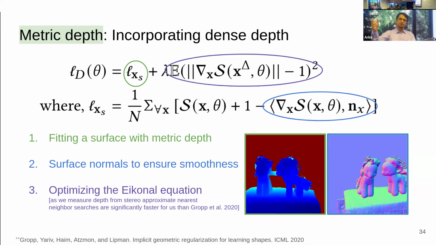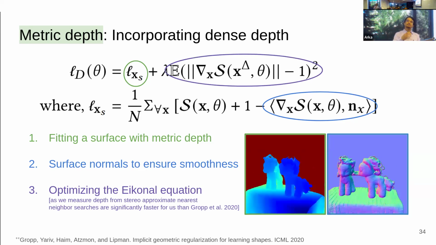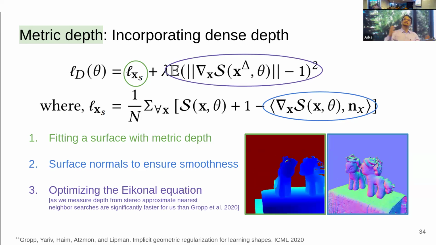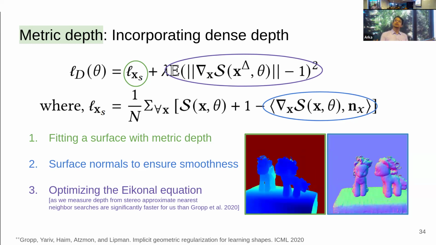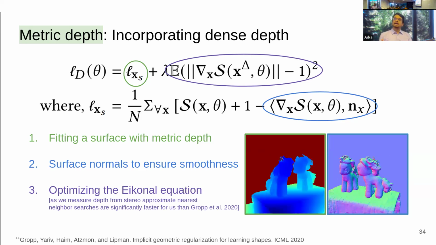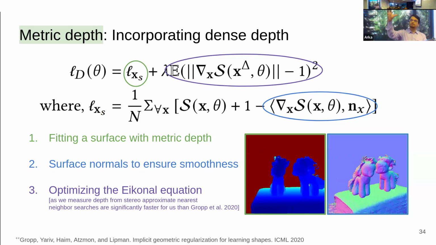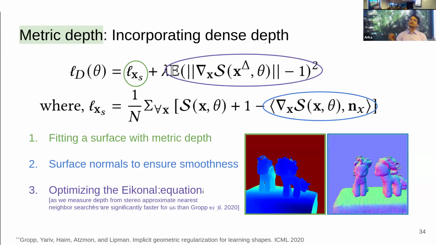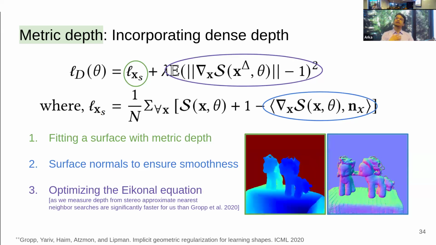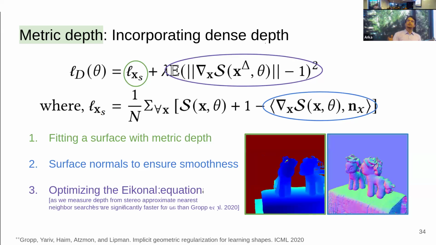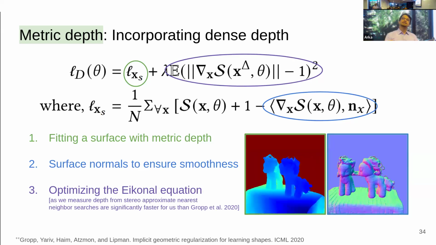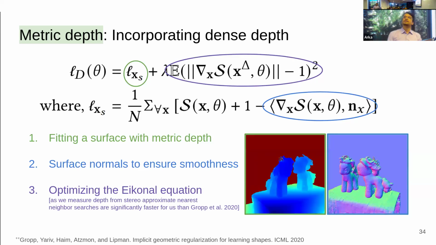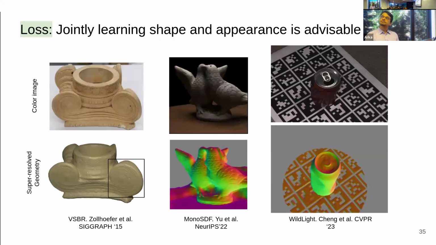Finally, for purposes downstream, we would like to have the geometry network understand the scene in the form of a signed distance field. To do that, we need to optimize the eikonal equation. As we measure depth from stereo, the approximate nearest neighbor queries required to optimize this eikonal equation are very simple for us, and this makes it significantly faster than the state of the art for neural surface fitting. Now let us turn our attention to the loss.